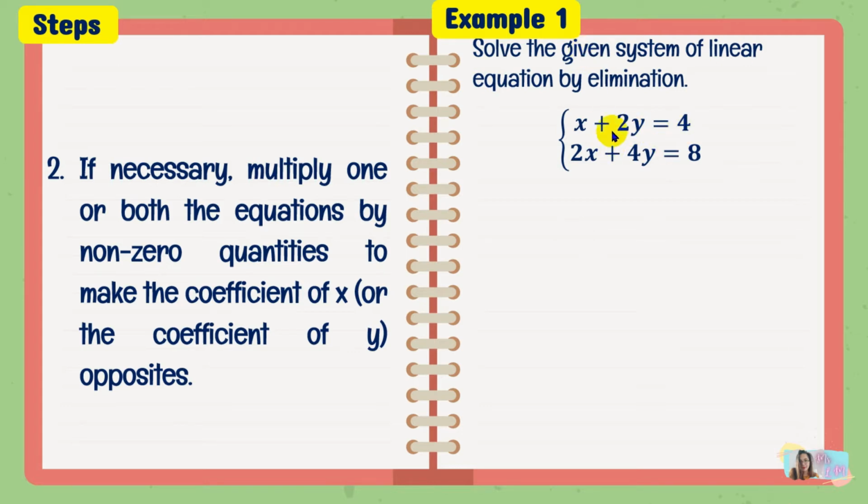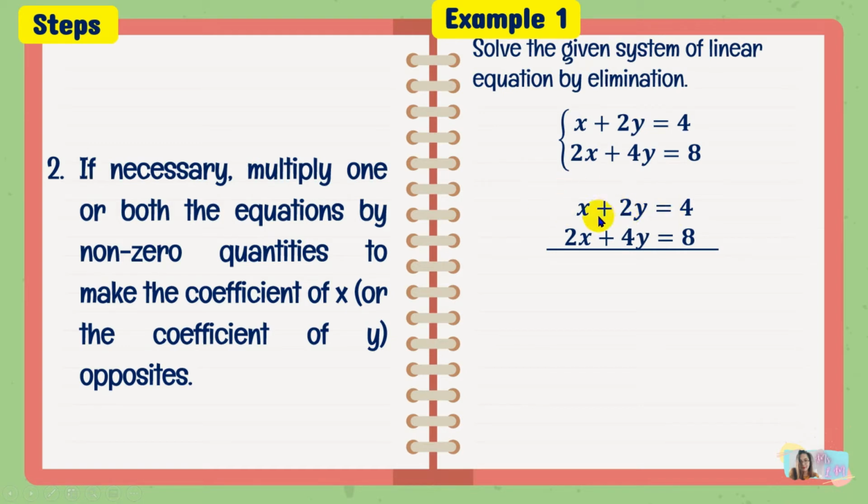So in this case, meron tayong x. Ito lang yung ating term na may numerical coefficient of 1. Ang kanyang ka-like term sa kabilang equation ay positive 2x. What should be multiplied to positive x para maging additive inverse siya ng positive 2x? It's no other than negative 2.